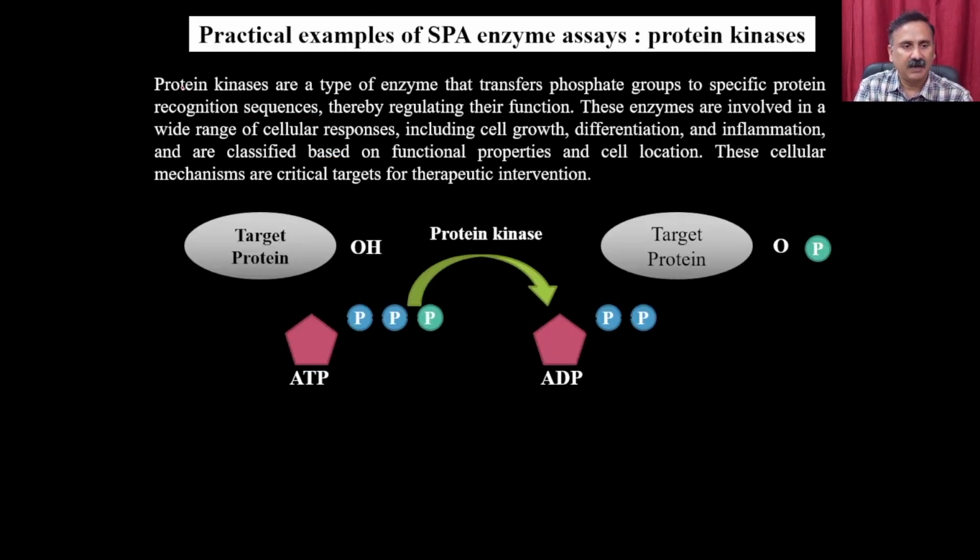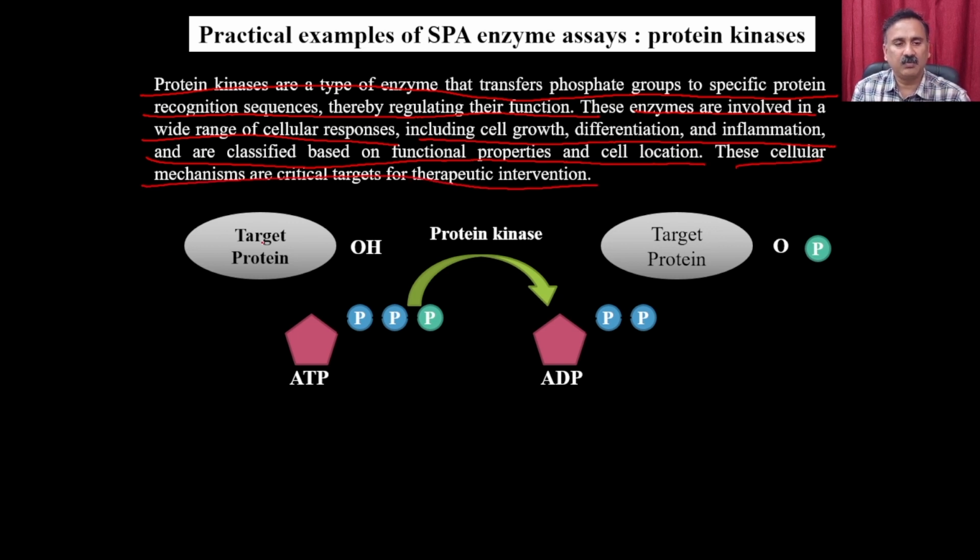Protein kinases are a type of enzyme that transfer a phosphate group to a specific protein recognition sequence, thereby regulating its function. These enzymes are involved in a wide range of cellular processes, including cell growth, differentiation, and inflammation, and are classified based on functional property and cell location. These cellular mechanisms are crucial targets for therapeutic innovations.